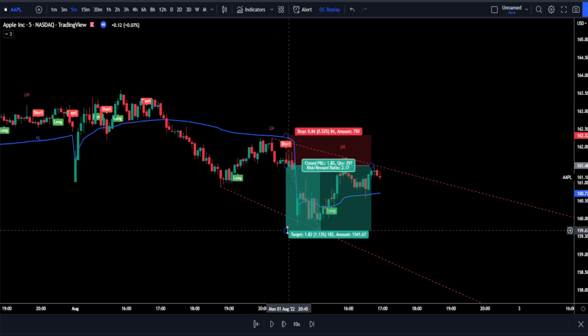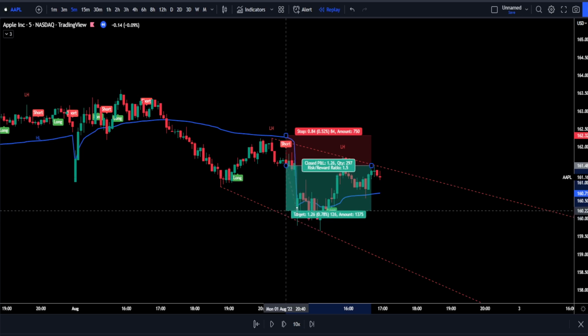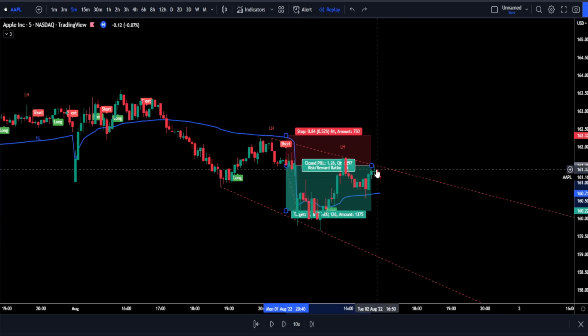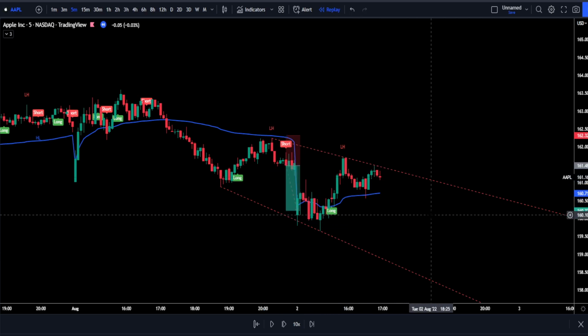A few candlesticks later, the market reached a risk to reward ratio of 1:2. So we then set our stop loss to 1 to 1.5 risk to reward ratio. The market then successfully reached our stop loss, and we closed this trade in some nice profits.